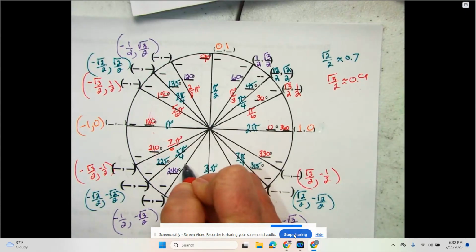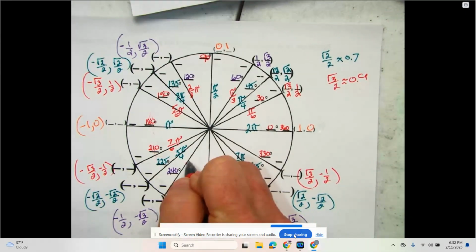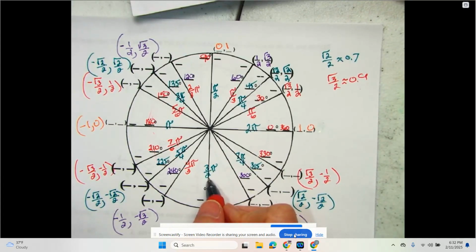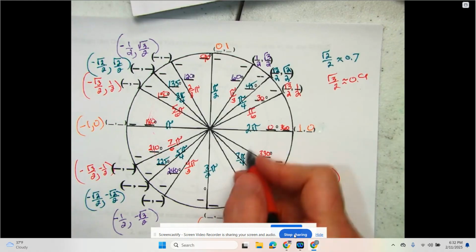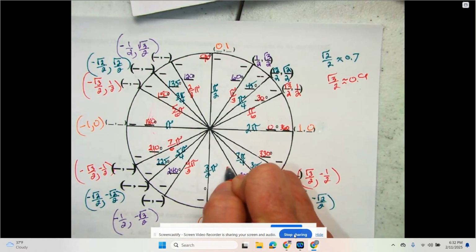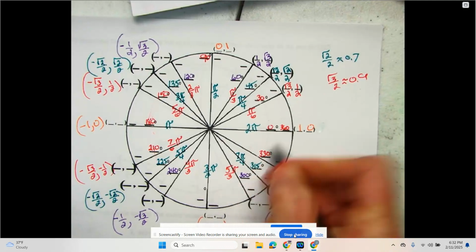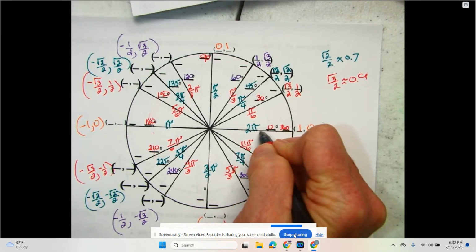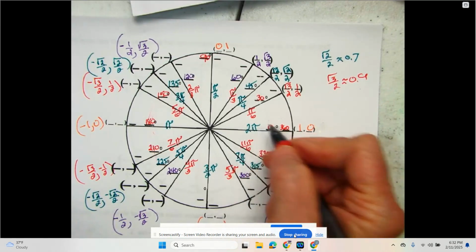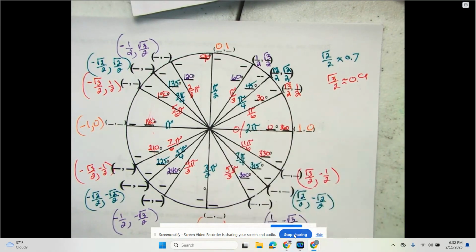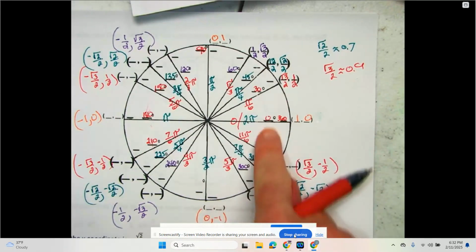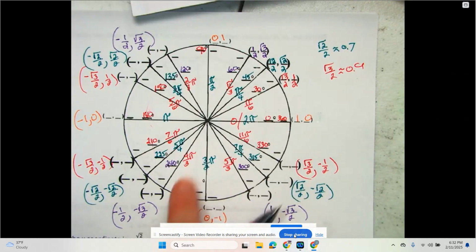7/6. 8 over 6 reduces to 4/3 pi. 9 over 6 reduces to 3/2. 10 over 6 reduces to 5 over 3. This is going to be 11 pi over 6. And then again, 12 pi over 6 is 2 pi, or 0. So now you know all your coordinates, and now you know all of your radians.